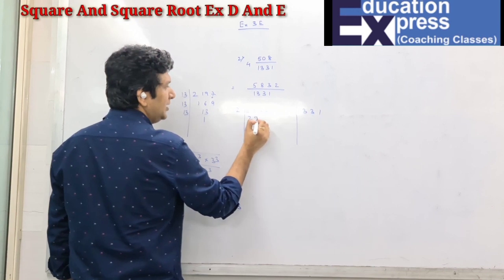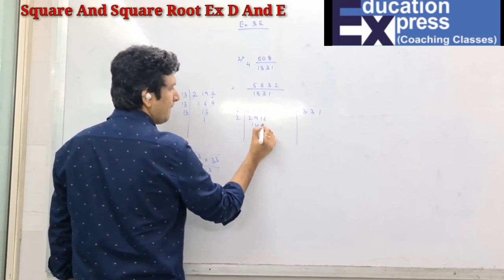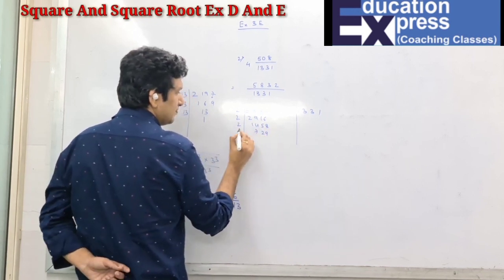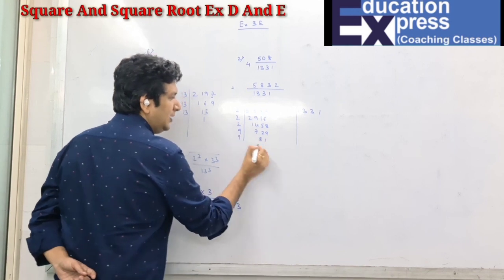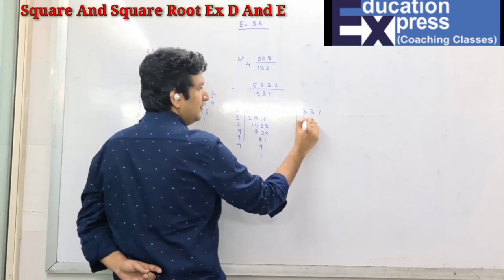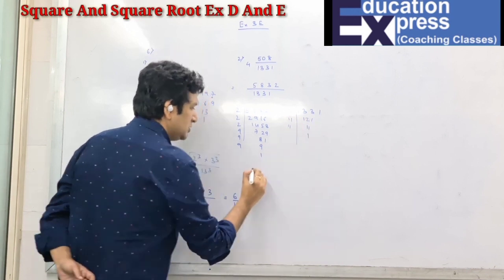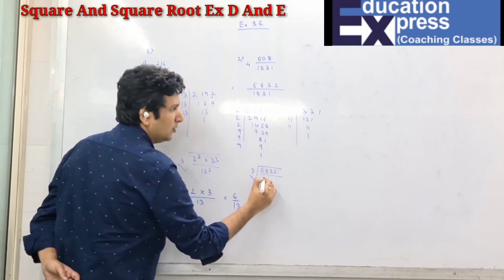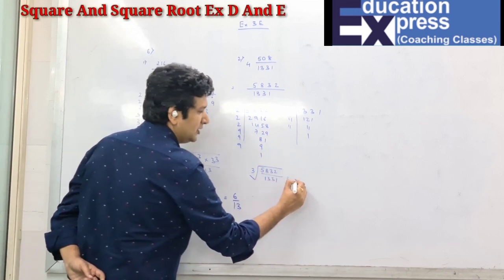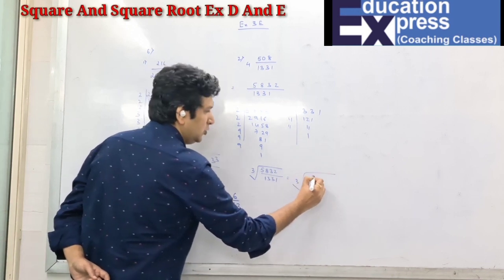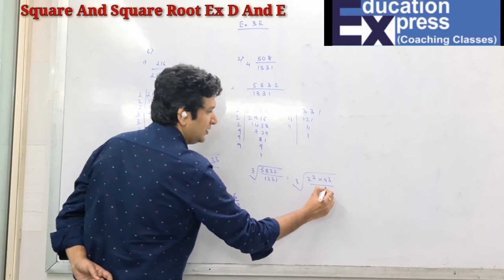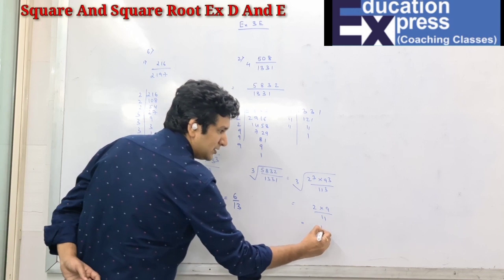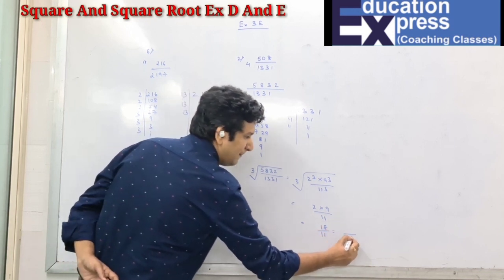Now 5832: this also I found earlier. 2 cube, 9 and 9. And this is 11. So the cube root of 5832 upon 1331 is nothing but 2 cube, 9 cube upon 11 cube. So 2 into 9 upon 11, that is 18 upon 11. I'll get the answer in mixed fraction.